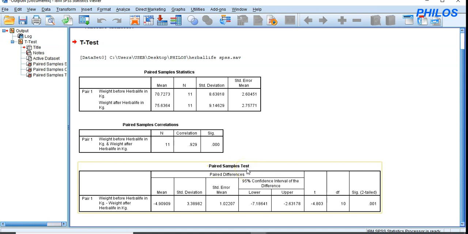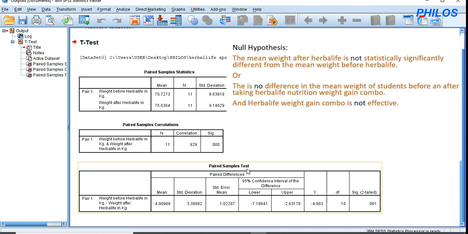Now first, let's state the null and the alternate hypothesis. The null hypothesis states that the mean weight after Herbalife is not statistically significantly different from the mean weight before Herbalife. What that means is that the mean weight before Herbalife and after Herbalife are not different from each other. That's what it means. And if you are saying they are not different, it means you are trying to say that the Herbalife nutrition product is not effective in helping people to gain weight. That's what you are trying to say.